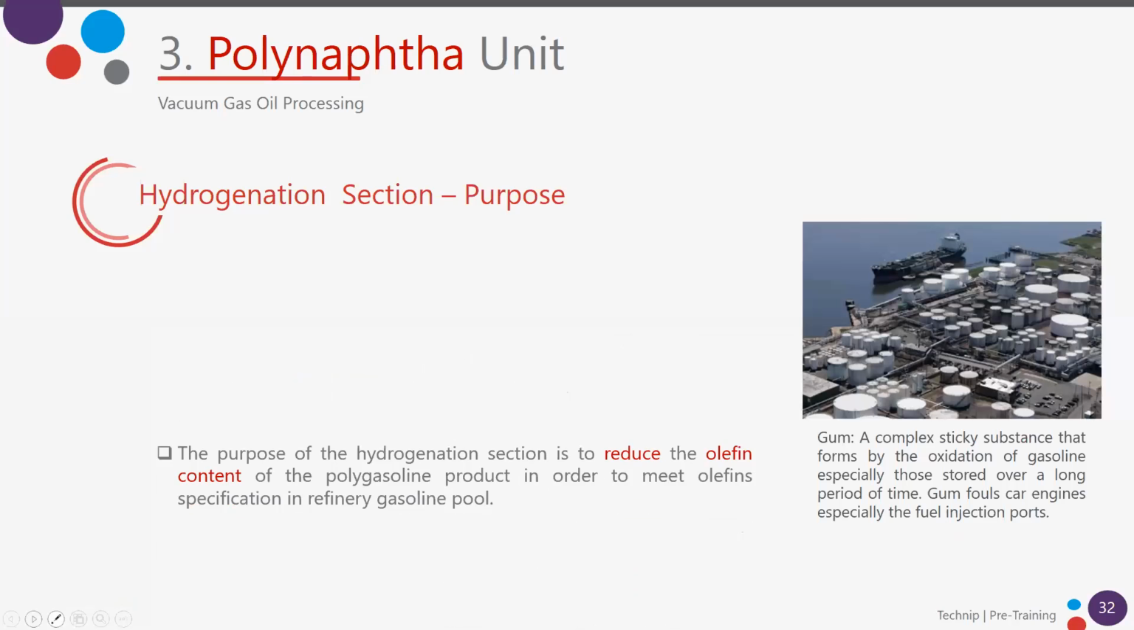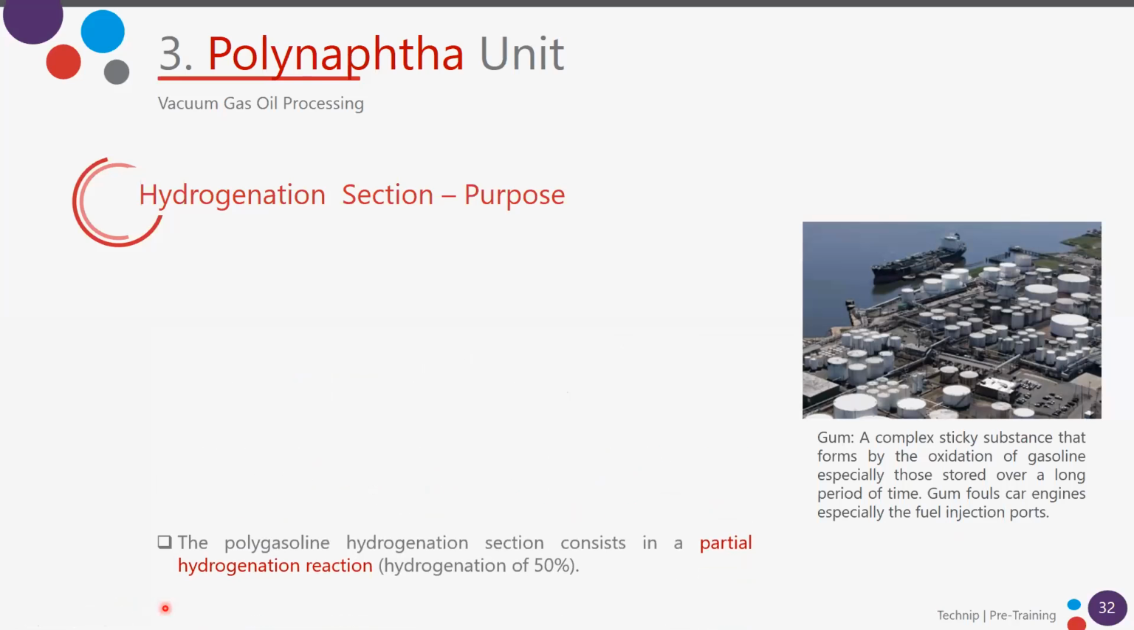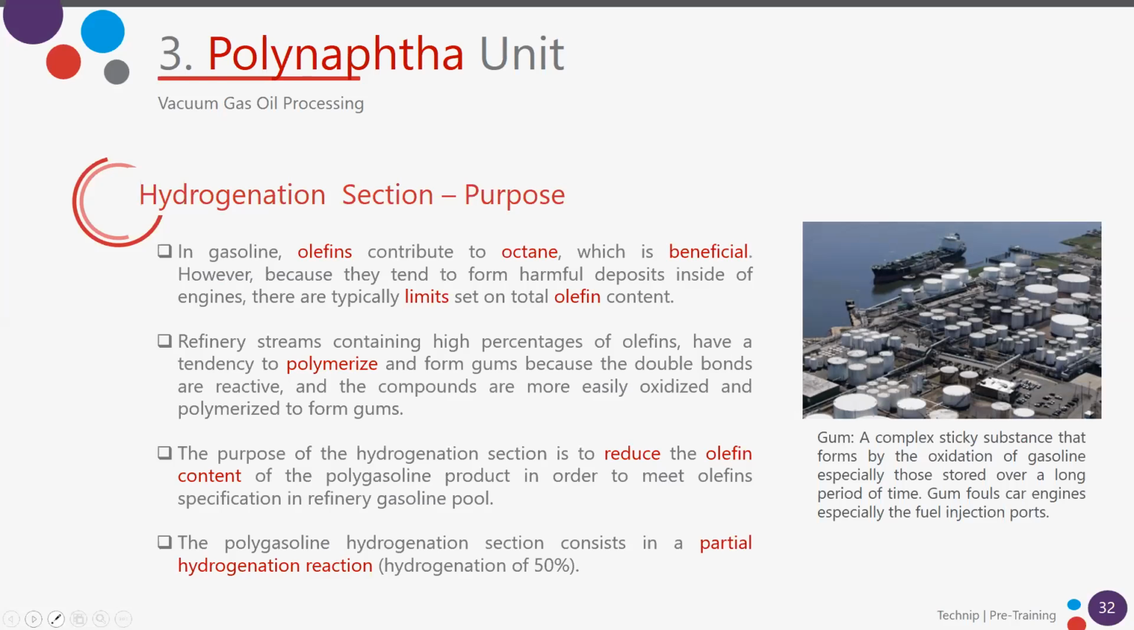So the purpose of this hydrogenation section is to reduce the olefin content of the polygasoline product in order to meet the olefins specification in the refinery gasoline pool. The polygasoline hydrogenation section consists of a partial hydrogenation reaction of about 50%. So we will see now more about this section.